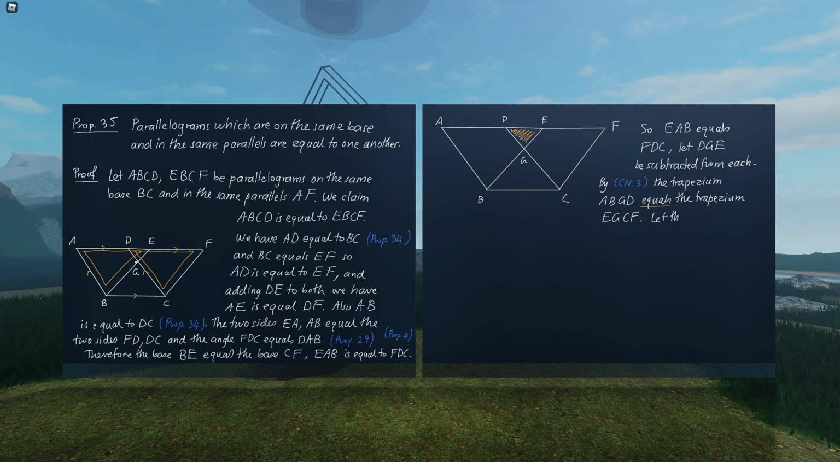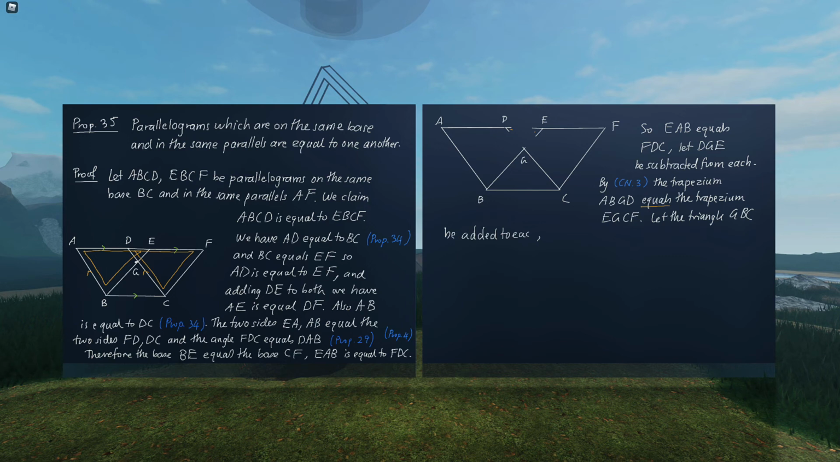So let the triangle GBC be added to each. All right, so we know, let's get rid of this stuff. So we know this trapezium equals that trapezium in some sense. And so if I add to both a triangle, then the shapes I get by doing that will be equal. That's common notion 2. Right.